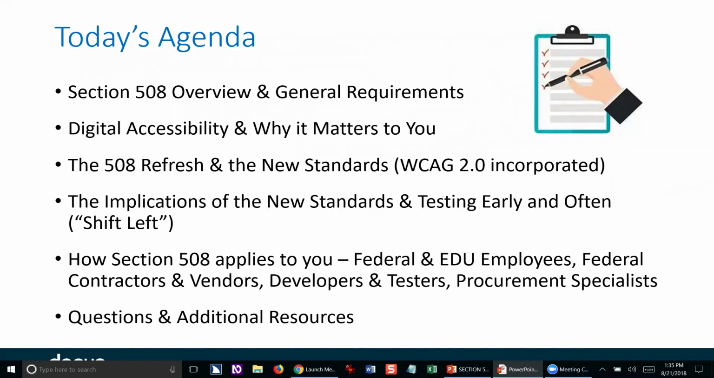We'll do this in just about 25 minutes. We'll address questions at the end, and we've also compiled some excellent resources for you as you are transitioning into compliance with the 508 refresh and the new standards.